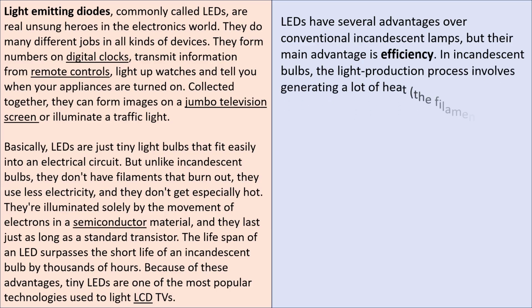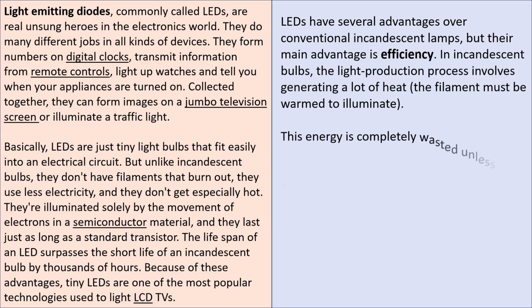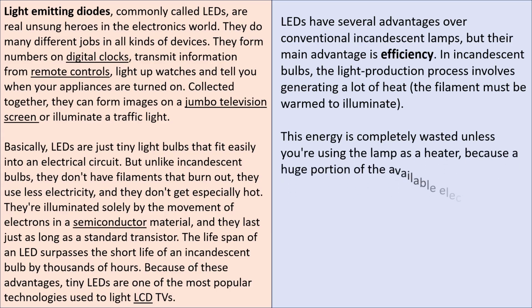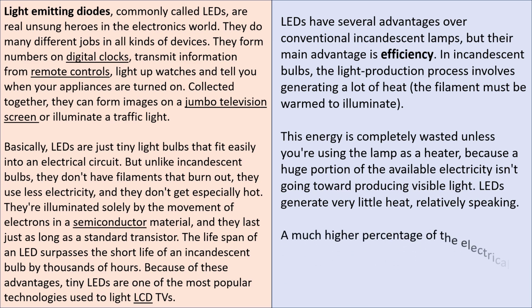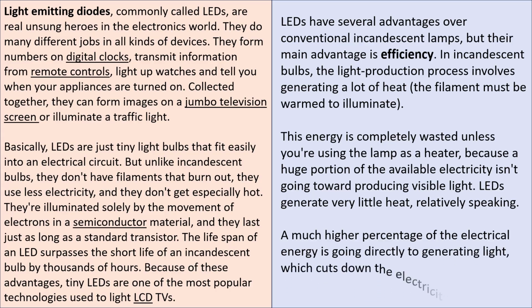LEDs have several advantages over conventional incandescent lamps, but their main advantage is efficiency. In an incandescent bulb, the light production process involves generating a lot of heat. The filament must be warm to illuminate. This energy is completely wasted unless you're using the lamp as a heater, because a huge portion of the available electricity isn't going towards producing visible light. LEDs generate very little heat, relatively speaking. A much higher percentage of the electrical energy is going directly to generating light, which cuts down the electricity demands considerably.